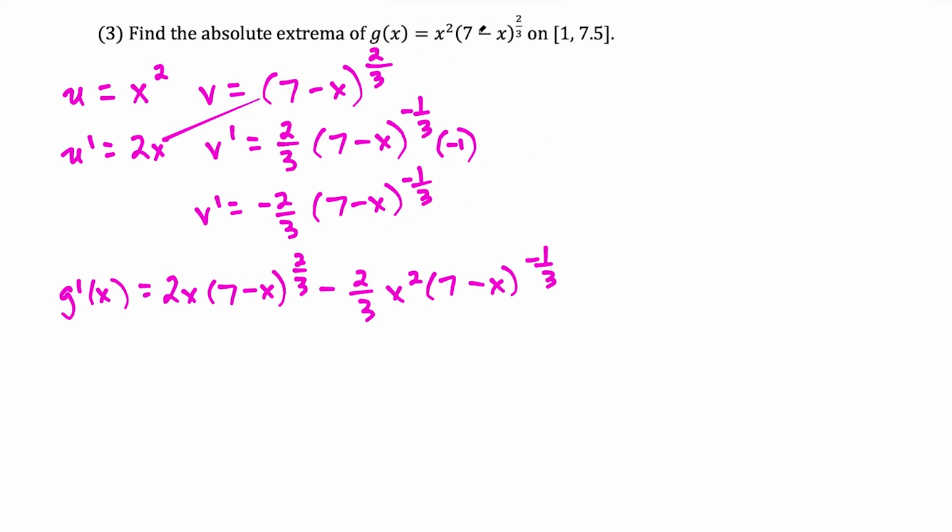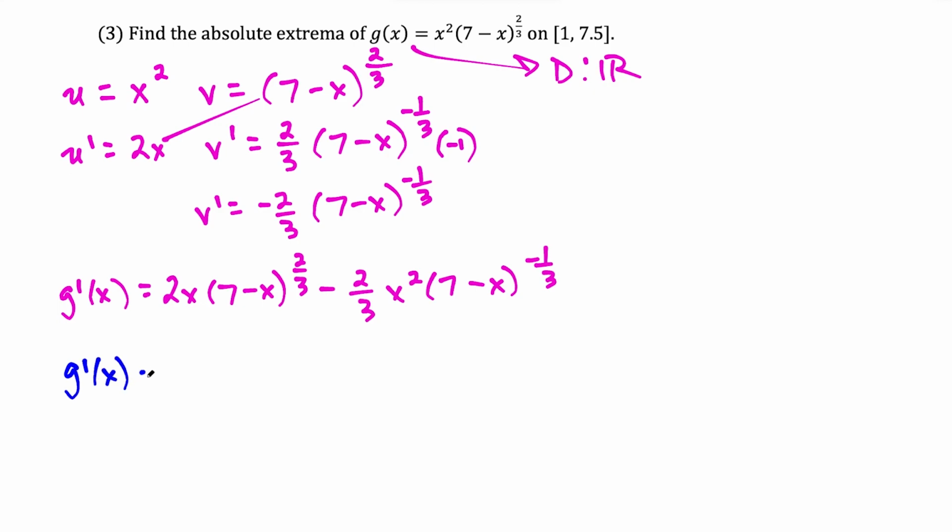Considering the function g of x, the domain of g of x is all real numbers. So any location in g prime where g prime is undefined will count as a critical point of g of x. To find out when g prime is equal to 0, I recommend turning this into a single fraction. So I'm just going to expand this a little bit.